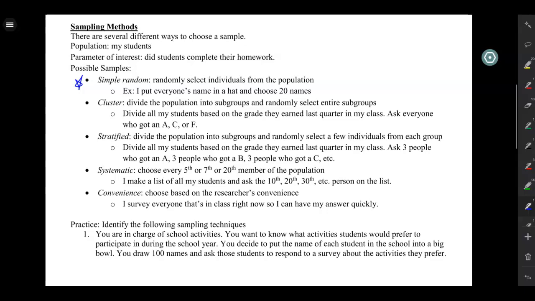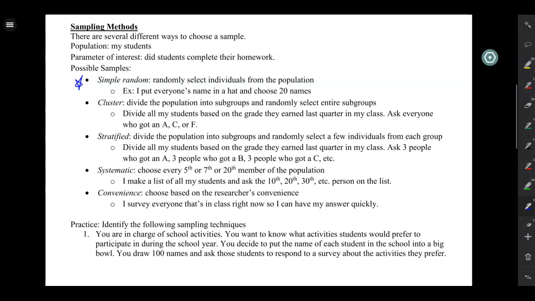Okay. So one thing that's important about this one is once you start choosing the people within the group of people that got A's, it needs to be a random selection, right? So you can say, I'm going to put all the people who got A's names in a hat, and I'm going to pull out 3 of them. Those are the 3 people I'm going to choose to ask this question to.